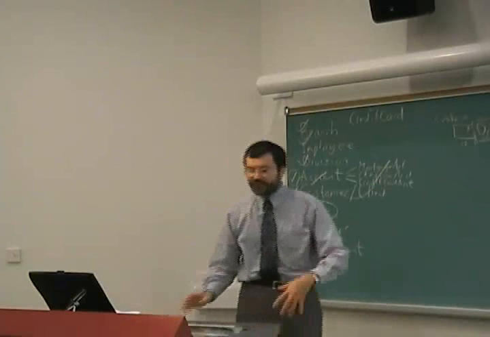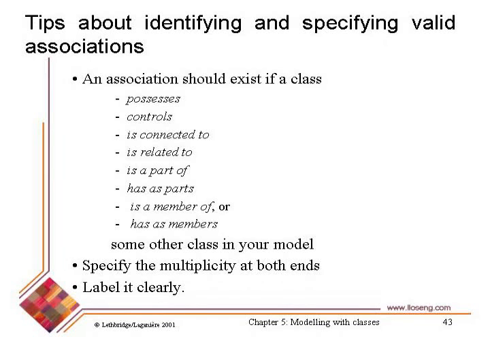On slide 43, there's a number of types of associations that we typically find in models. So possesses, the has-a relationship, is a very common one. Controls is quite common as well. Is connected to, is related to in general. Is part of, that's the aggregation relationship. We didn't actually have any aggregations that stuck out here in this model, but they quite often are. Has as parts is the inverse of that. Is member of or has as members is also another kind of association. Inverse, you can read it either way: is a member of or has as members.